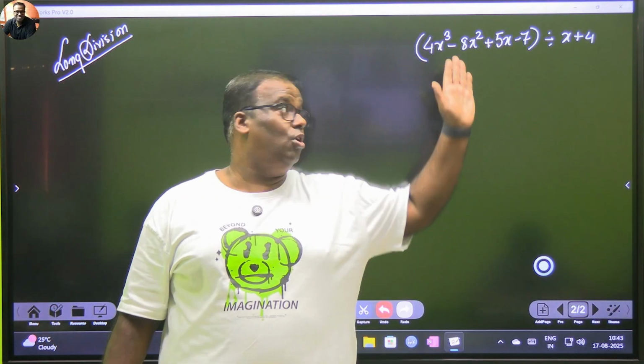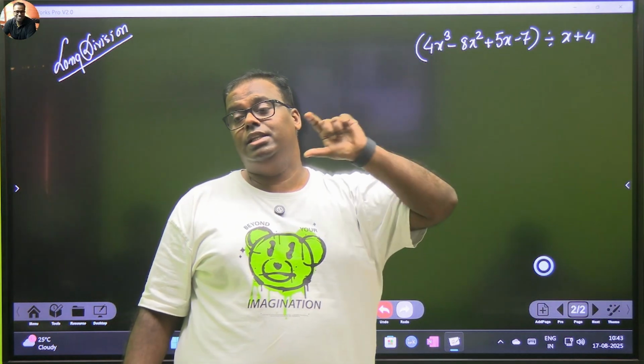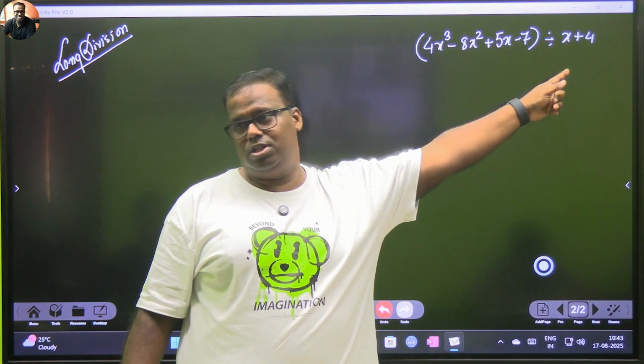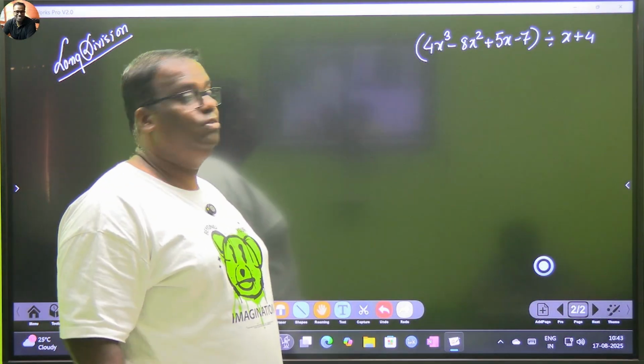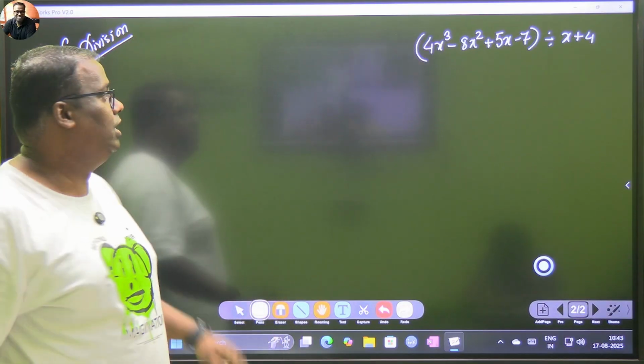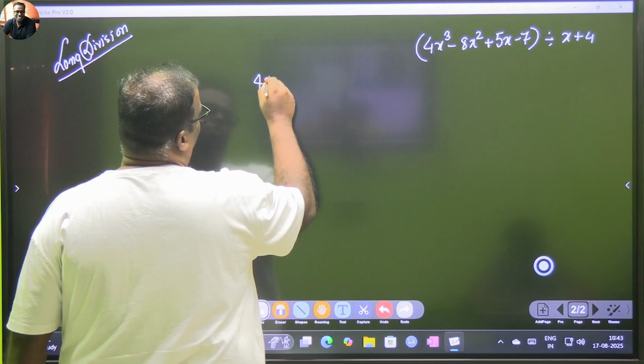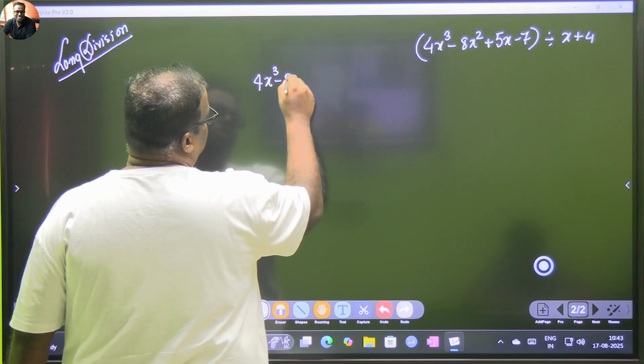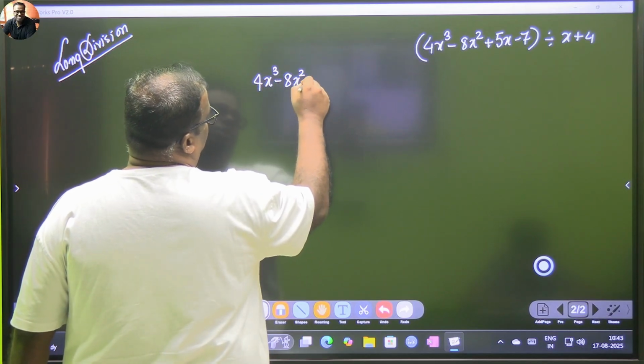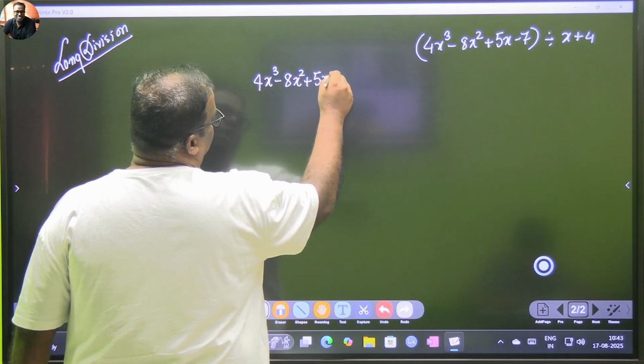So the long division first rule is write the dividend. This is known as the dividend. This is known as the divisor. Write the dividend in decreasing order of their degrees. This is already done for you. So we write it in the decreasing order: 4x cube minus 8x square plus 5x minus 7.